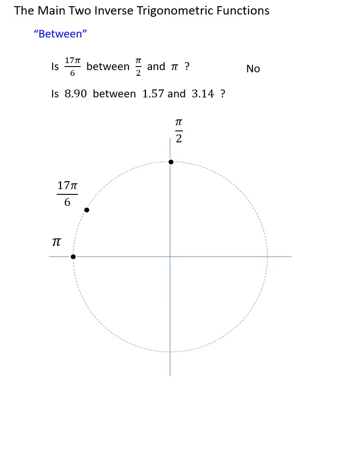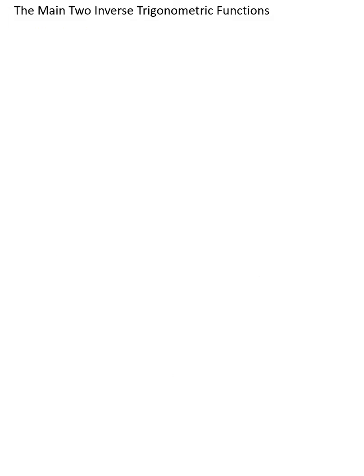Now what I've done here is I've converted 17 pi over 6, pi over 2, and pi into decimal approximations. And I think we can all agree that 8.9 is not between 1.57 and 3.14, despite the appearance on the unit circle. So in this video, when we use the word between, we don't mean physically, we mean numerically. So with that in mind, let's look at an actual example.